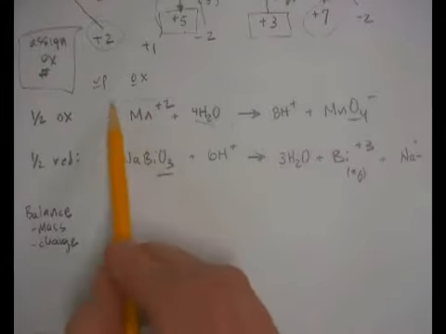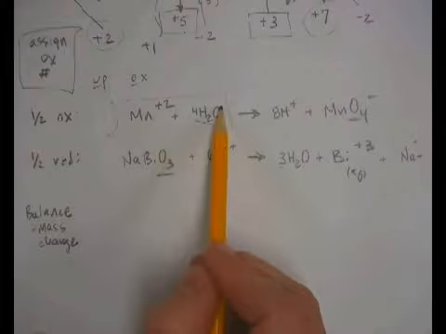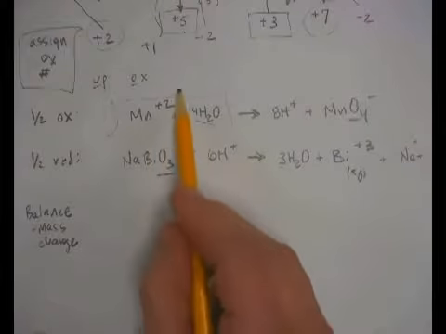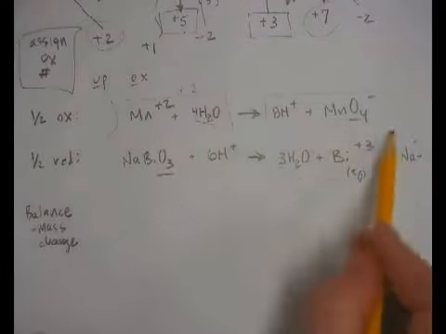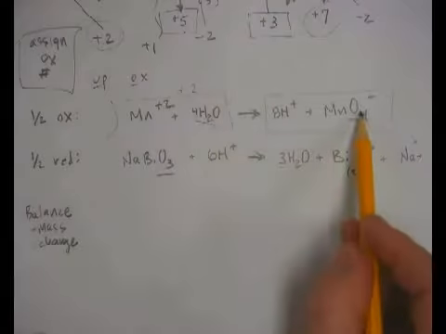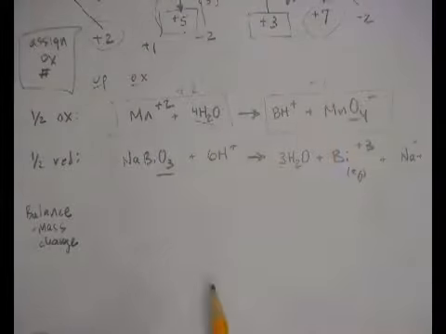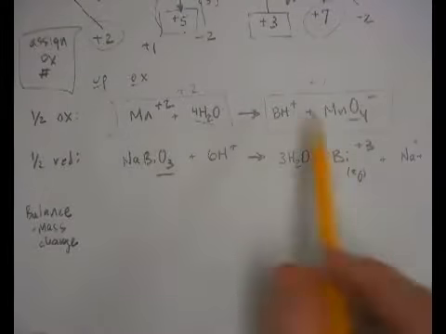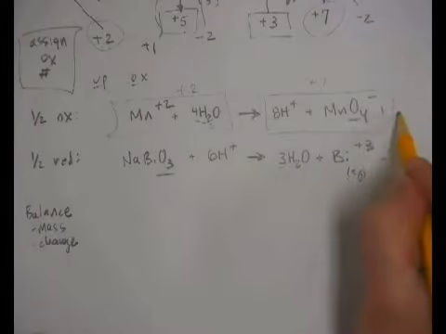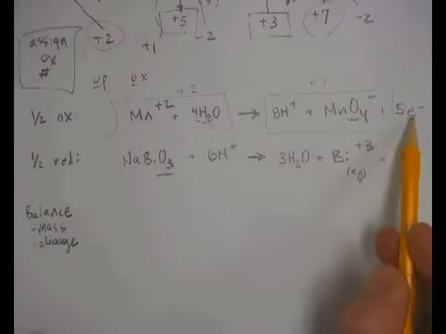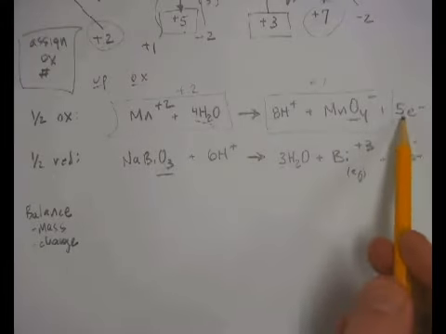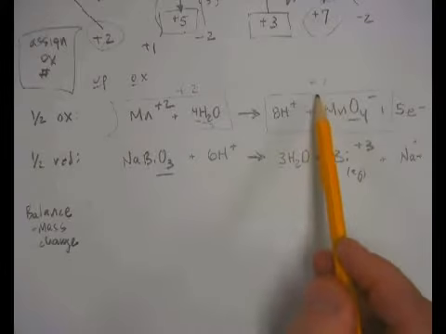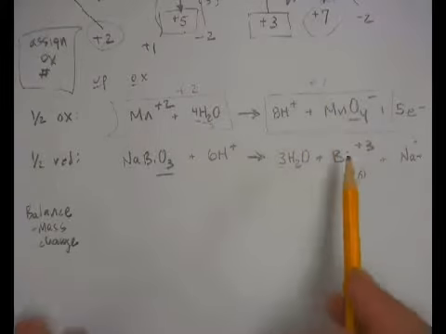So on this side of the reaction, I've got a +2 charge and a 0. And on this side of the reaction, I've got 8 H+ and a -1, so a +7. So to get those two balanced out, I'm going to add 5 electrons to this side because a -5 plus a +7 is going to give me a +2, which is the same as here.